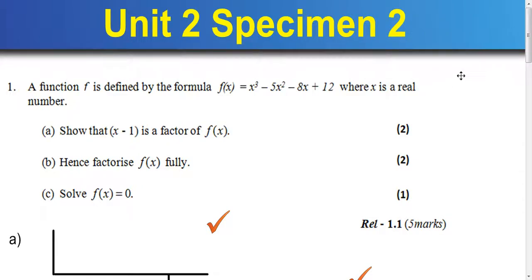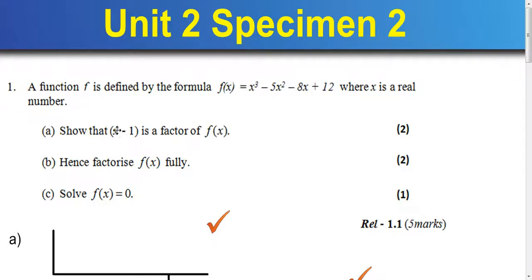In this lesson, we're going to look at how to answer correctly questions 1 to 3 of the Unit 2 Specimen 2 NAB for Higher Maths. So the first question you get is this: a function f is defined by the formula f of x equals x cubed take away 5x squared take away 8x plus 12, where x is a real number. Firstly, show that x minus 1 is a factor of f of x. So we'll tackle this first.